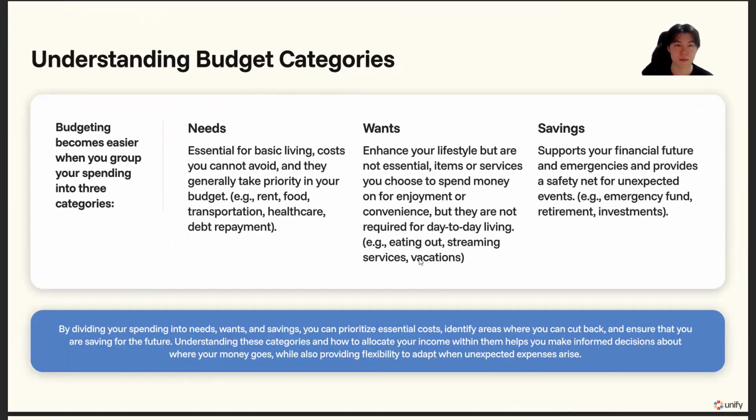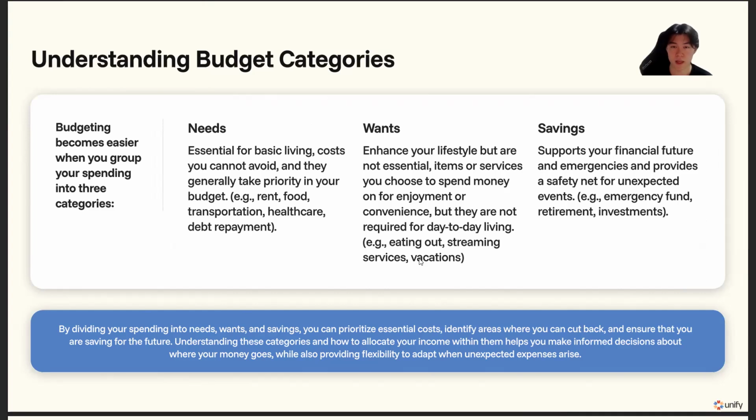First, let's understand the budgeting categories. So budgeting becomes easier when you group your spending into three categories. First one would be needs, such as essentials for basic living, costs you cannot avoid, and they generally take priority in your budget. Examples would be rent, food, transportation, healthcare, or even debt repayment.